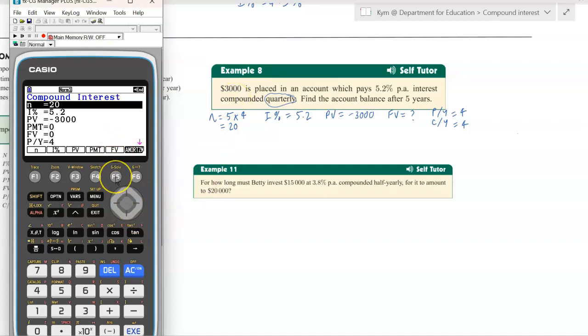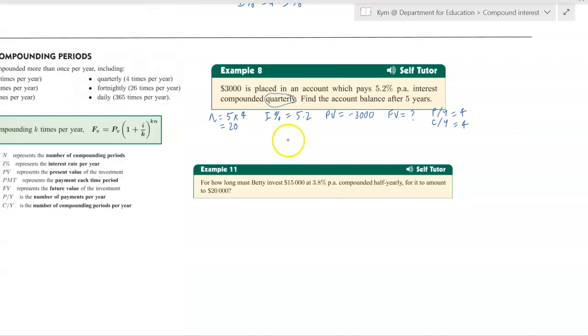Press F5 to determine the future value. It will then be worth $3,884.28. It's important again that we are rounding to the nearest cent here because we're talking about money. Okay, so $3,884.28 is going to be the future value of that investment.